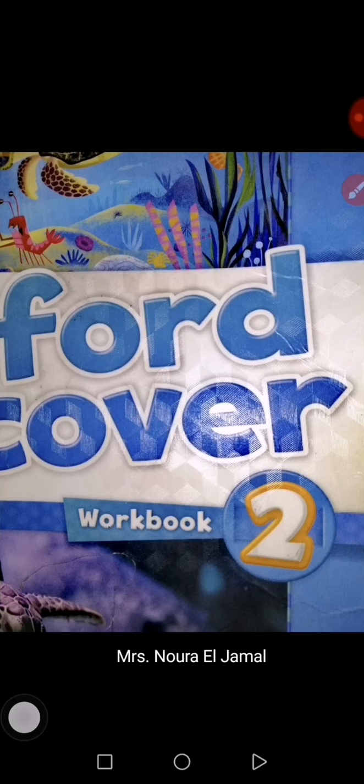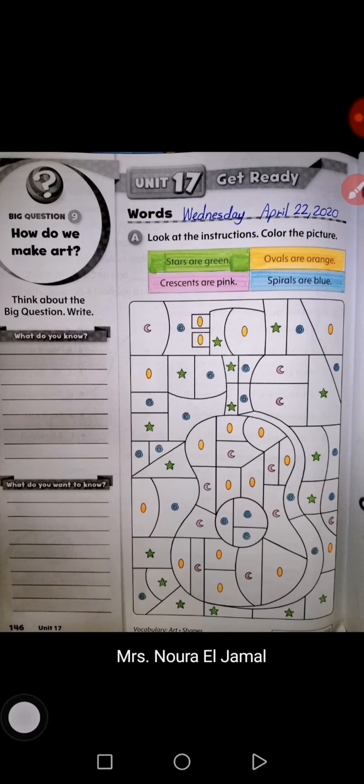Now, I hope that you understand the meaning of the words. Let's move to the workbook. Open page 146. Look at the instructions. Color the picture. Stars are green. Ovals are orange. Crescents are pink and spirals are blue. I want you to color the shapes like me. Color all the stars in green. Color all the ovals in orange. And color all the crescents in pink. Color all the spirals in blue.